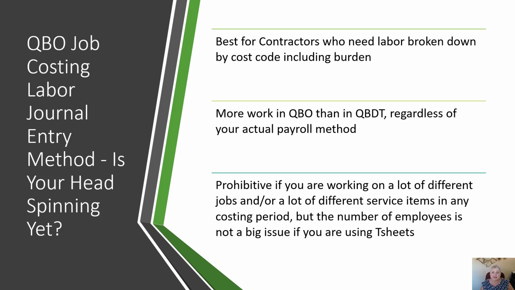If you're working on a lot of different jobs in any given week, or a lot of different cost codes in any given period, it could be a very long journal entry, but even then, it works. This is best for contractors who need their labor broken down by cost code, including burden. It's more work in QuickBooks Online than in QuickBooks Desktop, no matter what you do. This is going to be prohibitive if you work on a lot of different jobs or a lot of different service items in any period. But the number of employees is not a big issue if you're using TSheets.